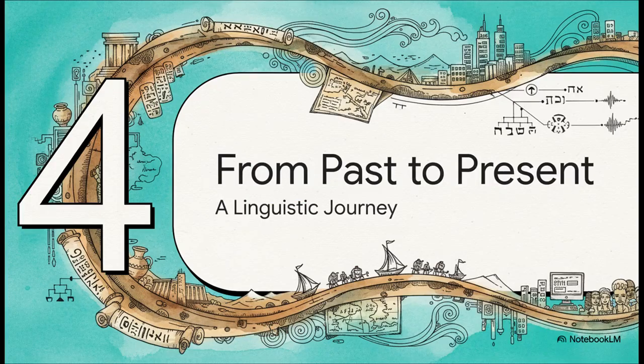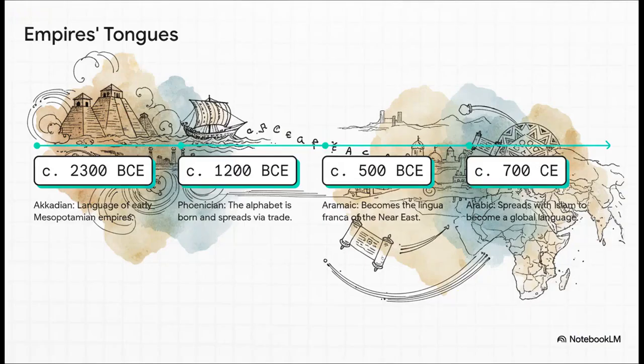Now that we understand the basic structure, let's look at the incredible journey these languages have taken through history. This timeline really shows you this dynamic history of languages rising and falling. As power shifted, so did language. Akkadian gave way to Phoenician, which spread thanks to traders. Then Aramaic rose to become the common language of these huge empires, only to be succeeded in turn by the rapid global spread of Arabic, which really took off in the 7th century.